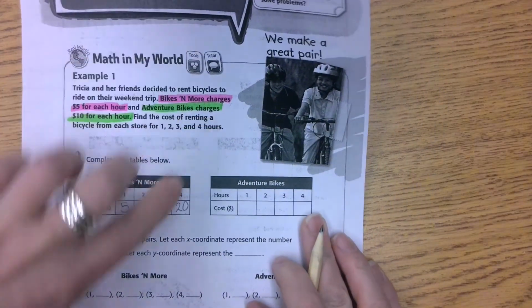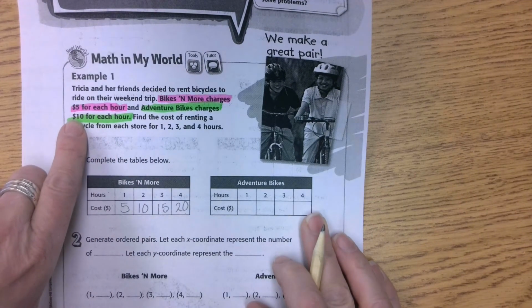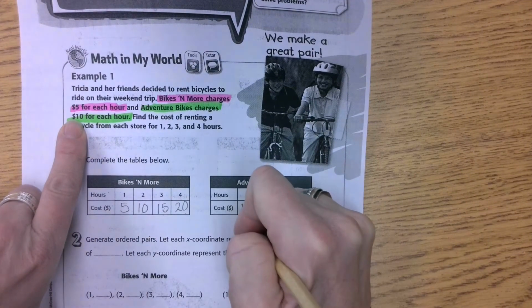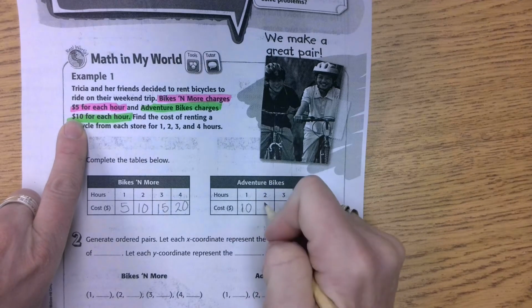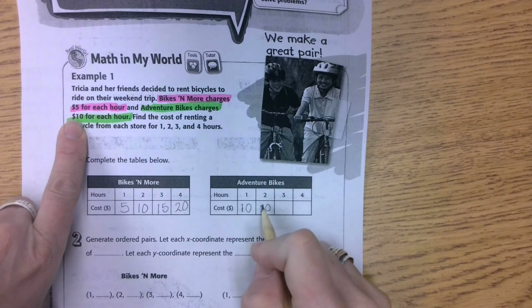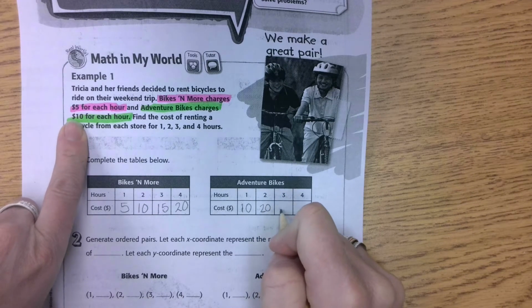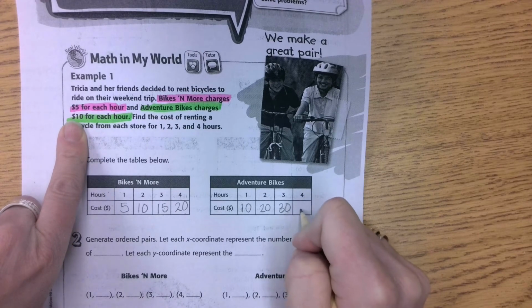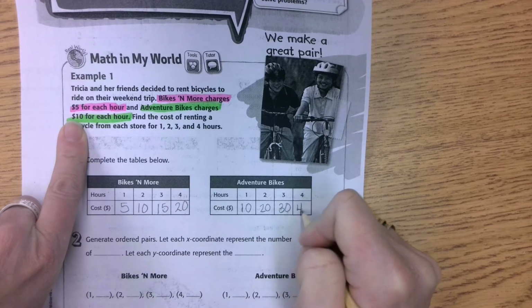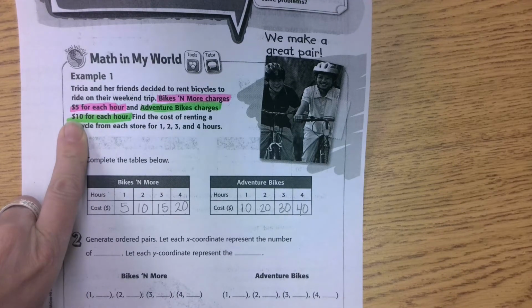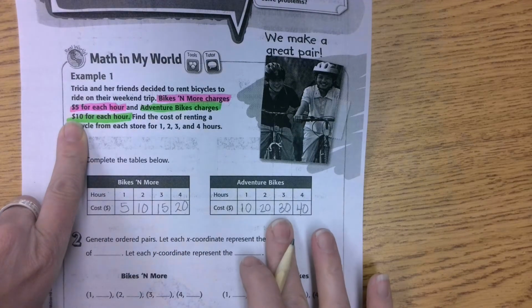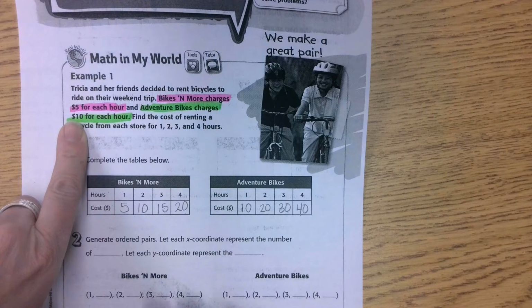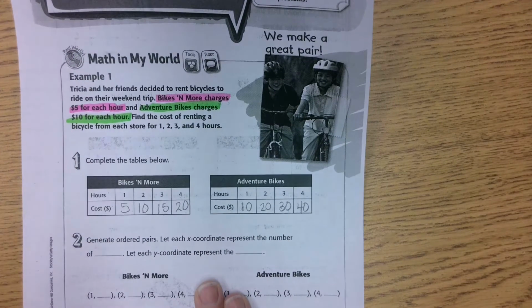Now we're going to head over to Adventure Bike. We know for 1 hour, it's $10. For 2 hours, it's $20 because you just add 10. So for 3 hours, we would add another 10, so that's 30. And for 4 hours, we would add another 10, and that gives us 40. Okay? So now that we have this information, we make it into ordered pairs. And that's what they're doing down here, but I'm going to go ahead and switch it over here.